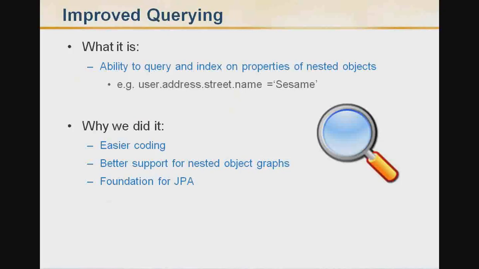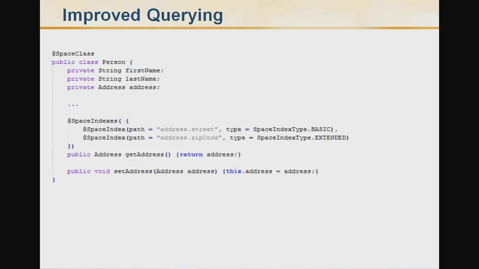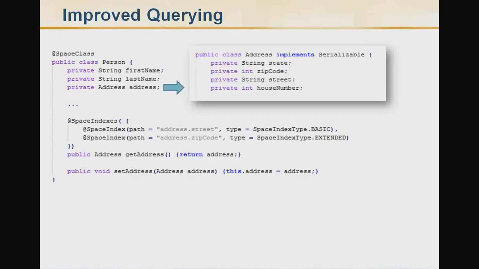This is improved querying support. The main thing here is the ability to navigate an object graph using the query language. So for example, if you have a user object that has a first name, a last name, and an address object, which is an internal object, you may want to query, for example, on the street name or on the house number. So the thing we did in 7.1 is to allow our users to query on those properties.